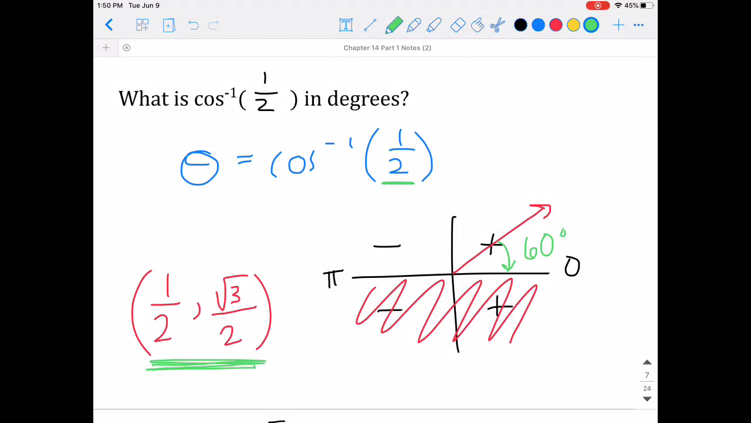If cosine is equal to 1/2, that means our x value in the point is 1/2, which means the y value is radical 3 over 2. So this is a 60-degree angle. So in this case, our theta is going to be 60 degrees.